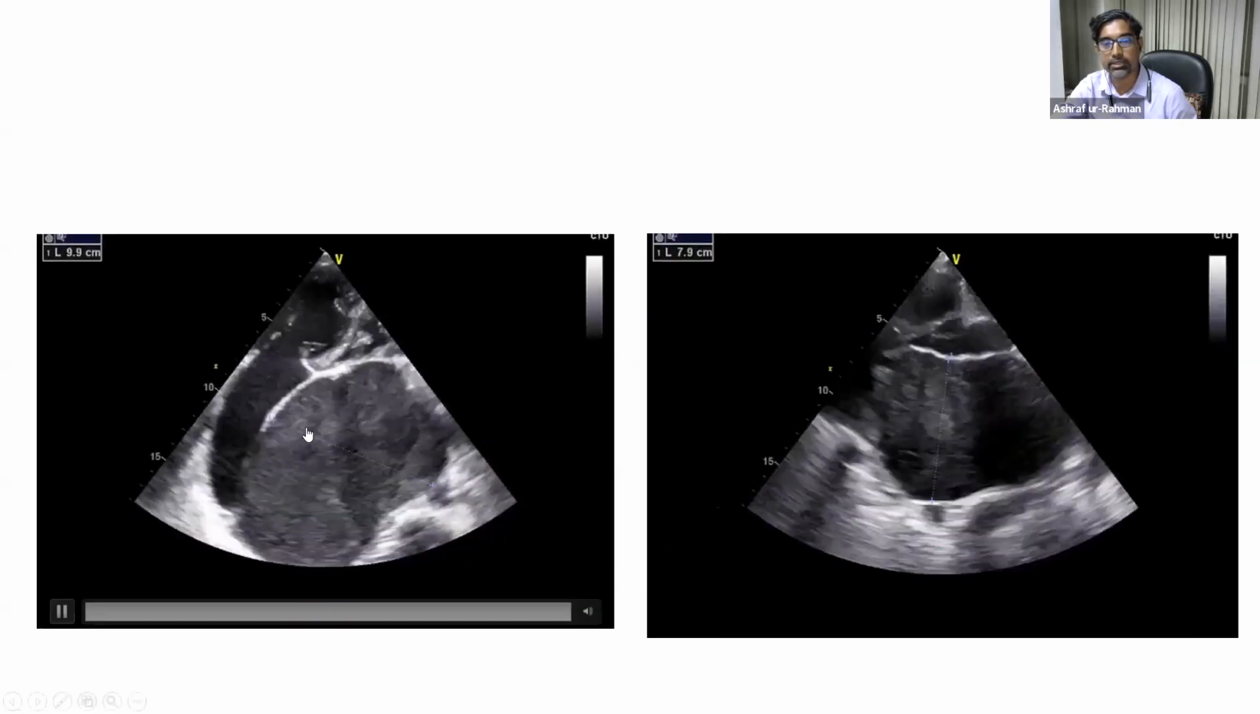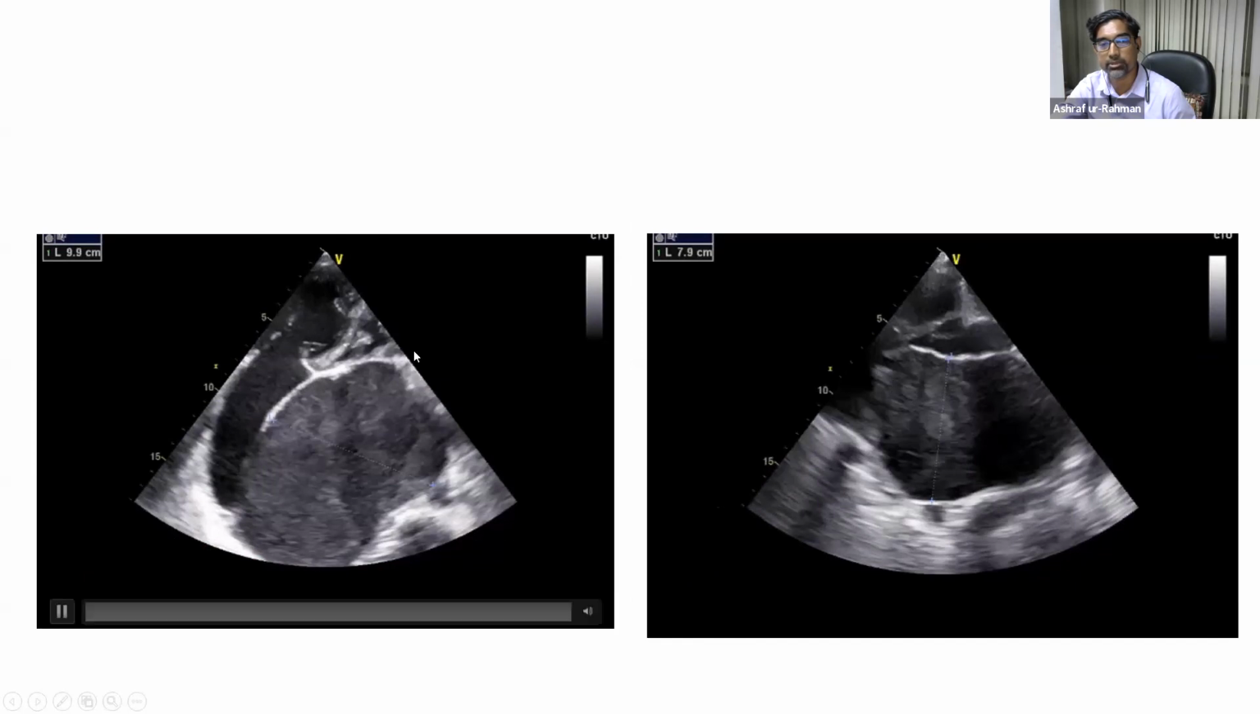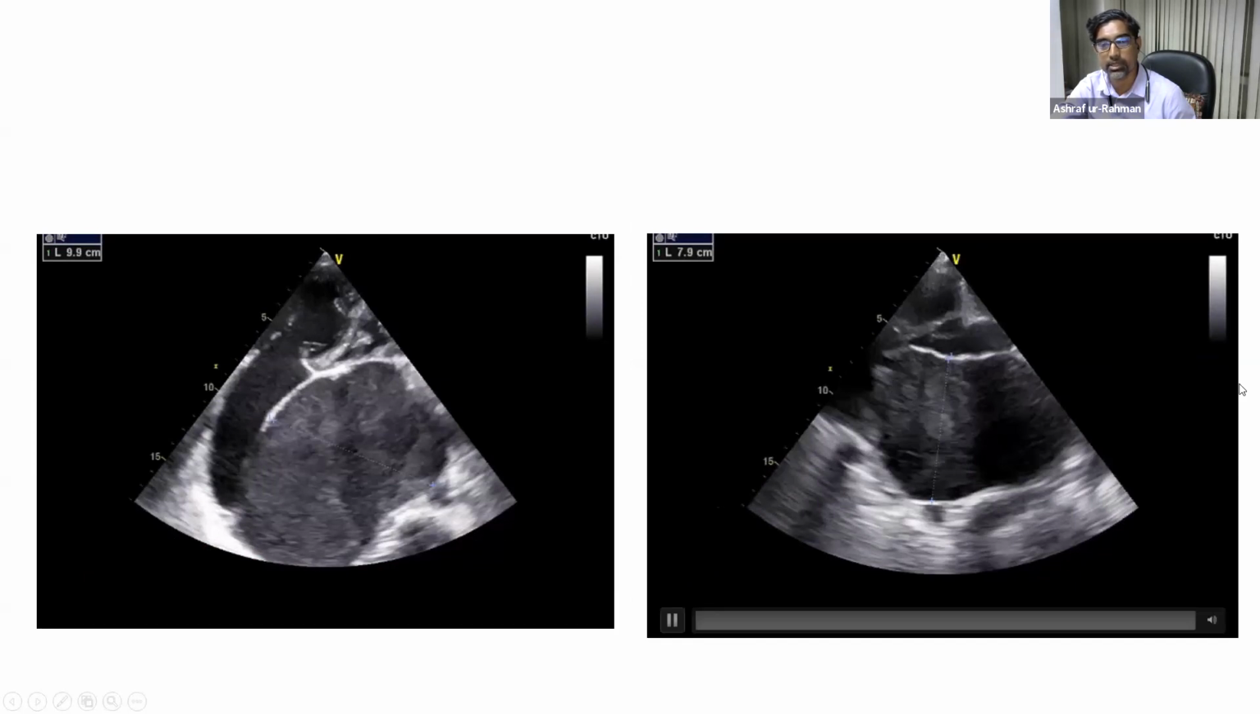And this is a hugely enlarged LA. You can see the LA size is 99 millimeters. And here it is 79 millimeters. So a hugely enlarged LA with bulging of the septum is possible in case of rheumatic MS, severe MS.